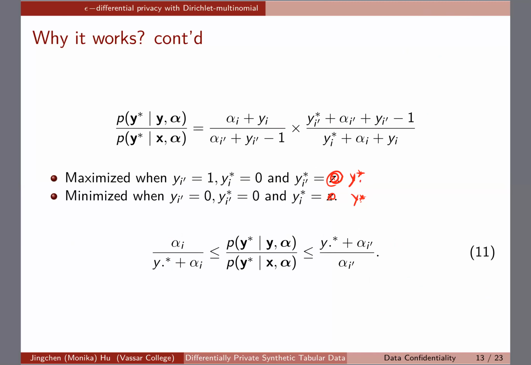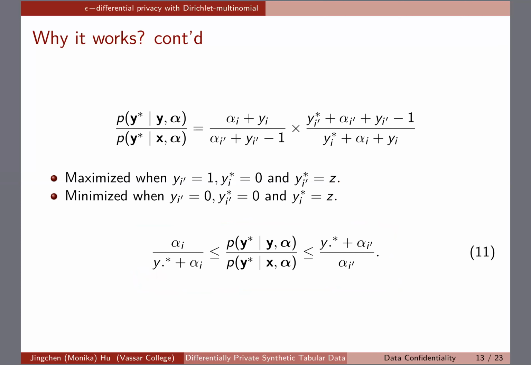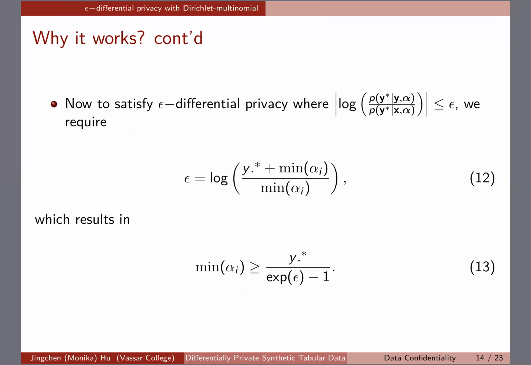And what I want to show you here is the general flow that we're able to bound the lower and the upper of this ratio by this in equation 11. Okay, so you can see that it's particular the sum, right? It's the sum, and this sum again is the same as y dot because we never change the total sum. So you can see that it's bounded above by alpha i divided by the sum plus alpha i, bounded below by the reciprocal of that. So this tells us that we should bound alpha i, the minimum of it, by what we showed earlier.